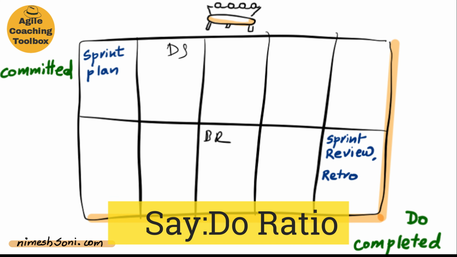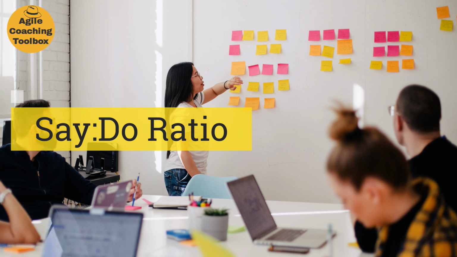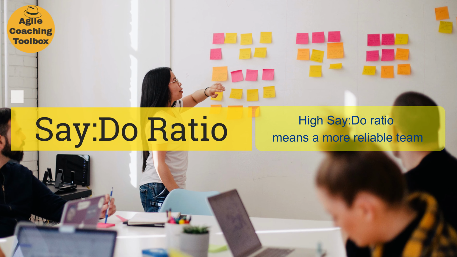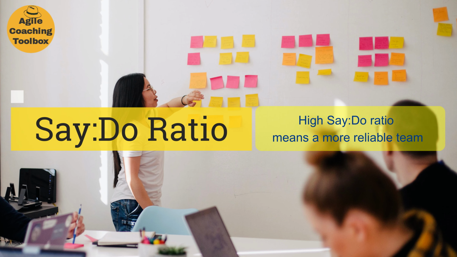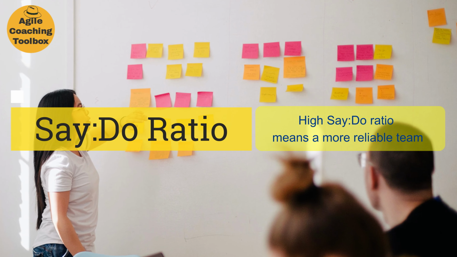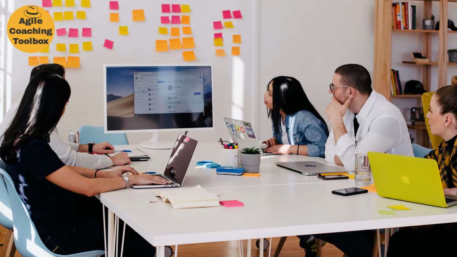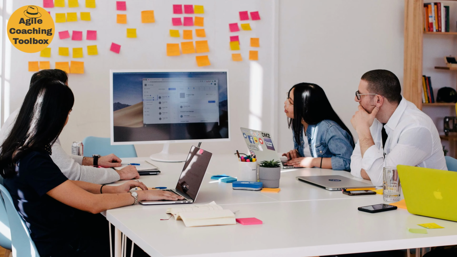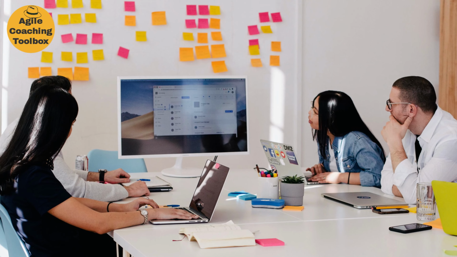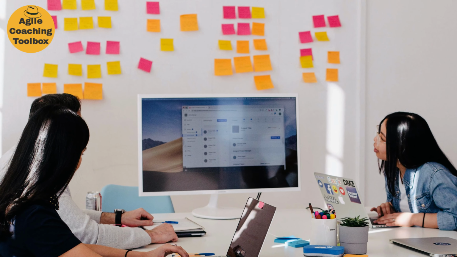The say-do ratio is a measure of how well the team follows through on their commitment. A high say-do ratio is generally considered to be a good thing, as it means that the team is reliable and able to follow through on their commitments. On the other hand, a low say-do ratio may indicate that the team is not meeting their commitments or is having trouble following through on their plans.